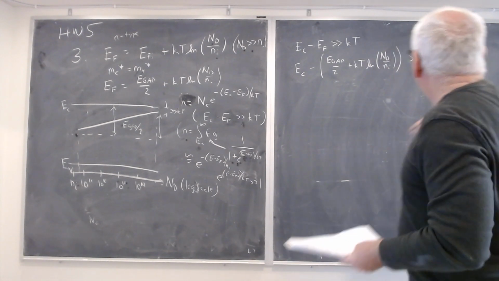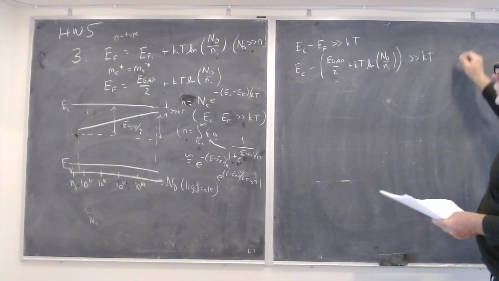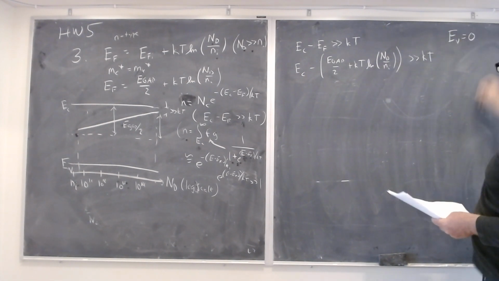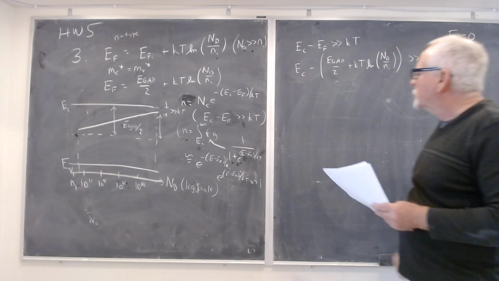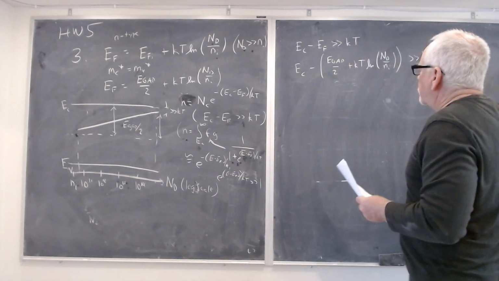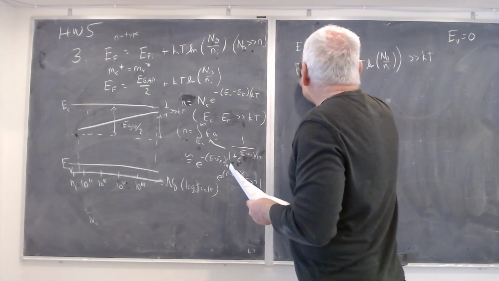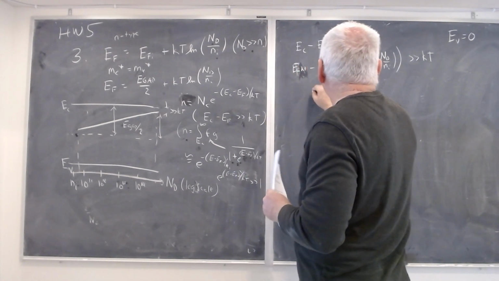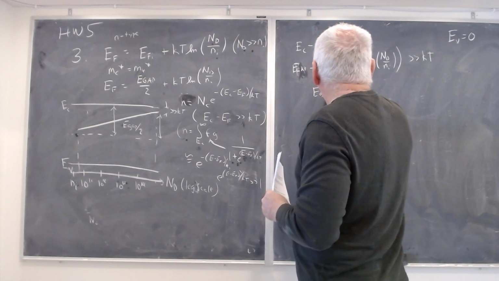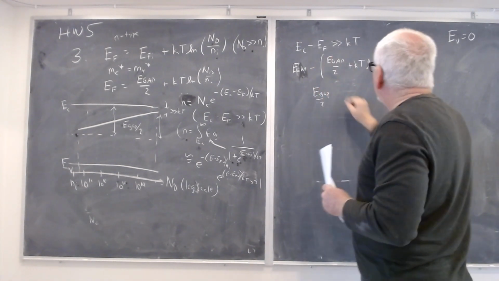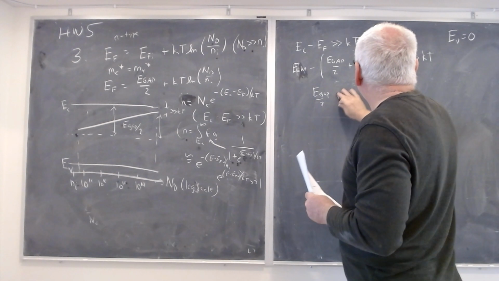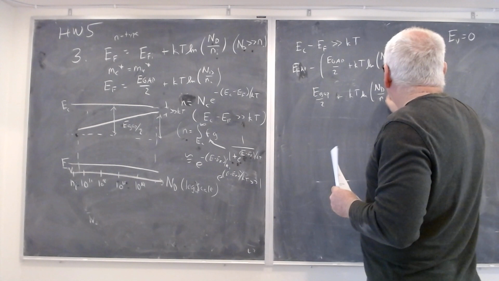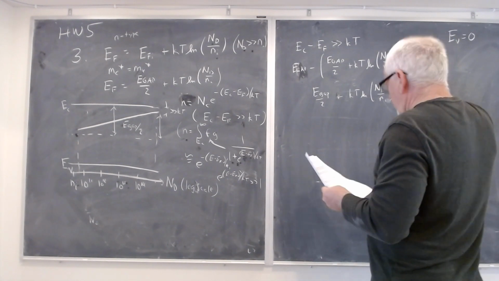Now, remember, I set my zero of energy, I set EV equal to 0 to write this down simply. So if EV is equal to 0, EC is E gap. Right, and so this means that E gap over 2 minus kT logarithm of ND over NI is much bigger than kT.